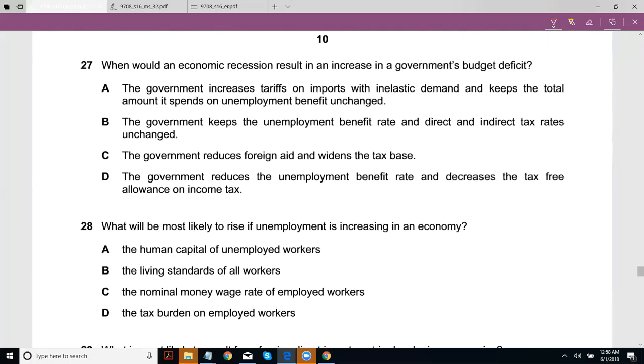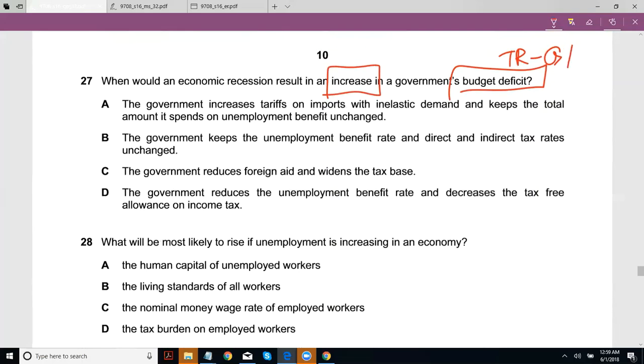When would an economic recession result in an increase in the government's budget deficit? So budget deficit is basically your total revenue minus your government expenditure. The budget deficit will increase when you increase your government expenditure or decrease total revenue, or perhaps even both. And again, you have to link this to how an economic recession works. So, the government increases tariffs on imports in inelastic demand. This just increases your tax revenue and keeps the total amount it spends on unemployment benefits unchanged. This would reduce the deficit and not increase it.